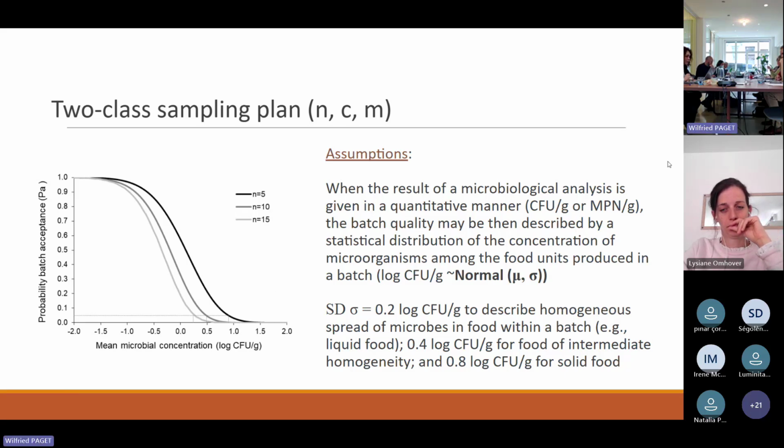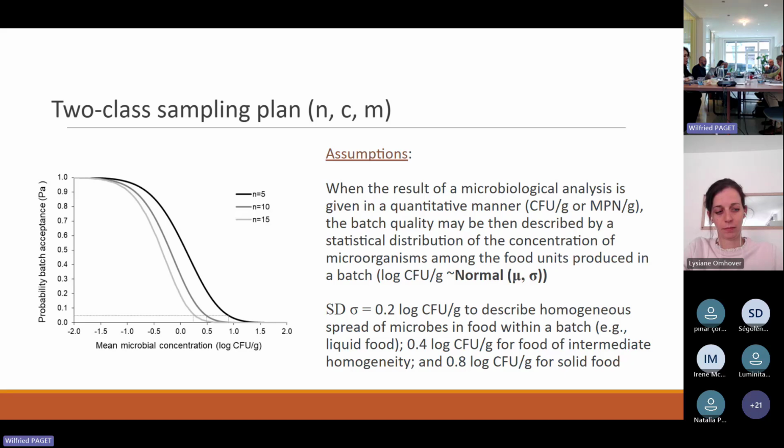Now, there are some assumptions when you use this. When the result of a microbiological analysis is given in a quantitative manner, for example, CFU per gram, or most probable number per gram, you have to assume that the log concentration of the microorganism follows a normal distribution. But this leaves us with an additional assumption, because the normal distribution is defined by mean and standard deviation. Now the assumption is, what is the standard deviation of the microorganisms in a lot?